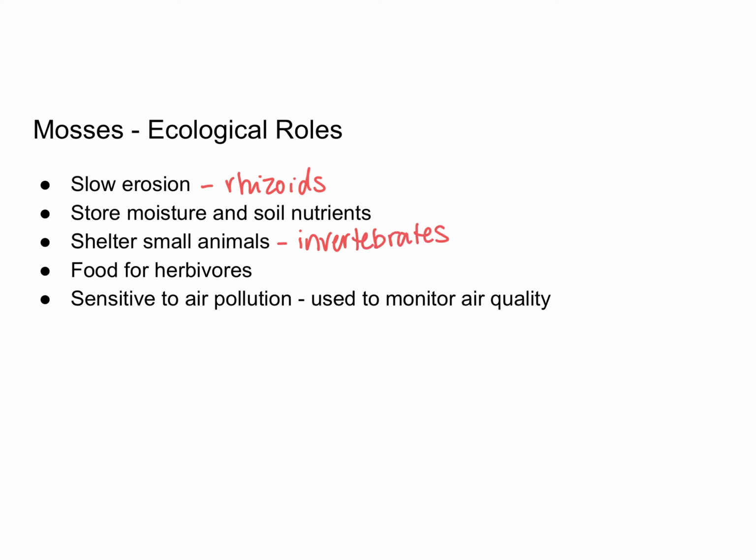They serve as a source of food for herbivores. This is especially important in the tundra, where there isn't a lot of plant matter around. So herbivores like caribou and elk can eat mosses as a source of food and energy. Mosses are also sensitive to air pollution, so scientists can look at the abundance and diversity of mosses in a given area in order to monitor the air quality in that area.